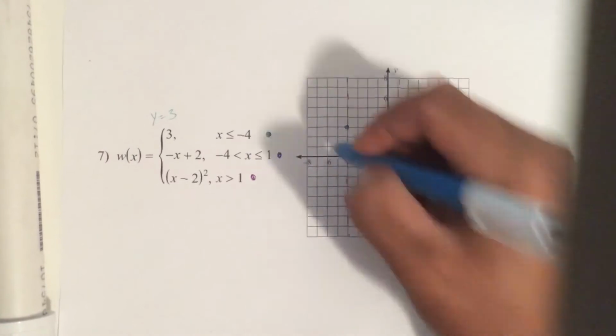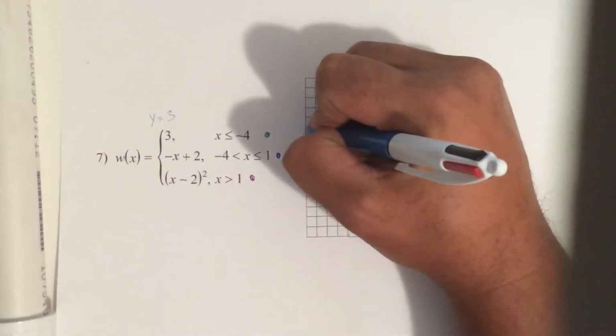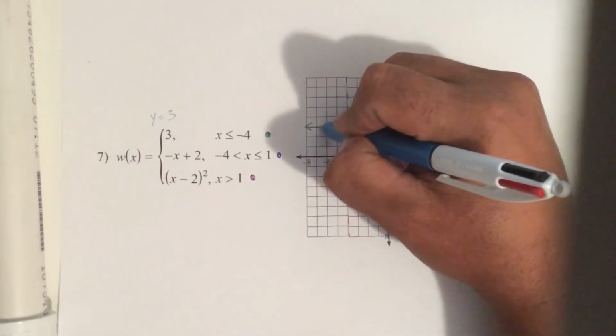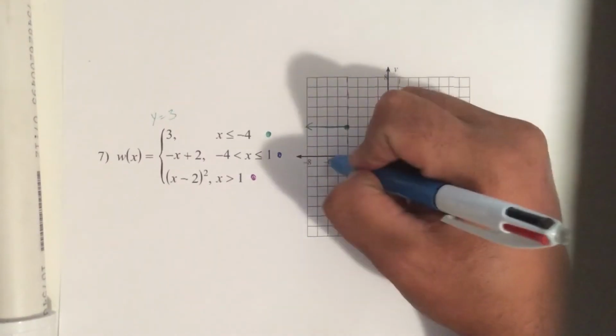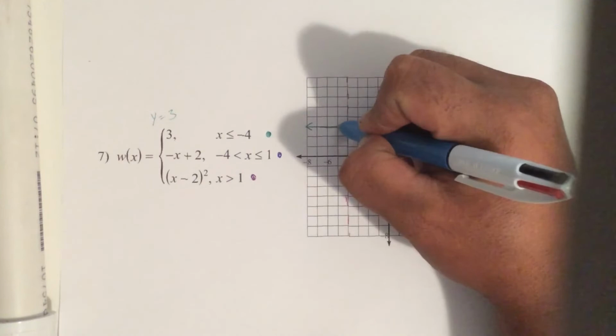So we're going to go ahead and put a dot here. And we're going to put an arrow straight across this way right there. Because for every single point here, -4, -5, -6, -7, -8, it's always going to be 3.